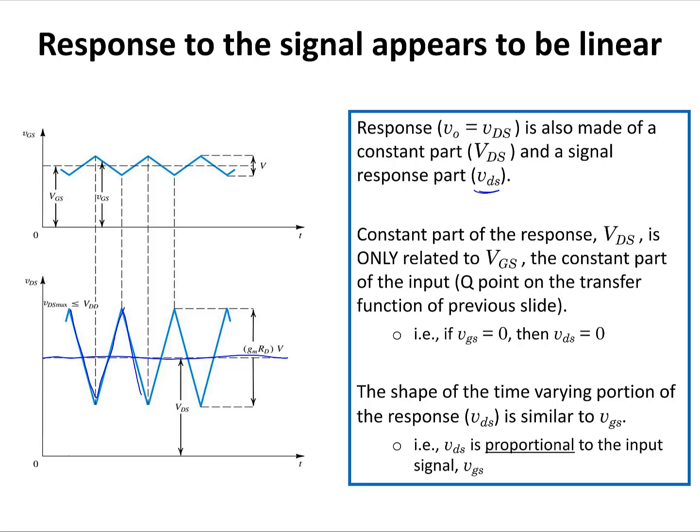This is called the Q point of the transfer function, and this Q point is when the time varying part of the input waveform is equal to 0 and the time varying part of the output waveform is equal to 0. In other words, this small v_gs is 0, small v_ds is 0. That point is called the Q point of the transistor. And the other thing to note is that the shape of the time varying portion of the response, or small v_ds, is similar to v_gs.